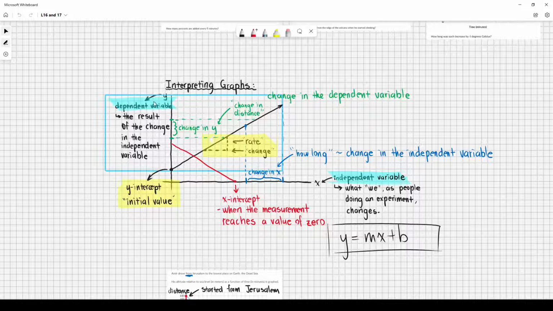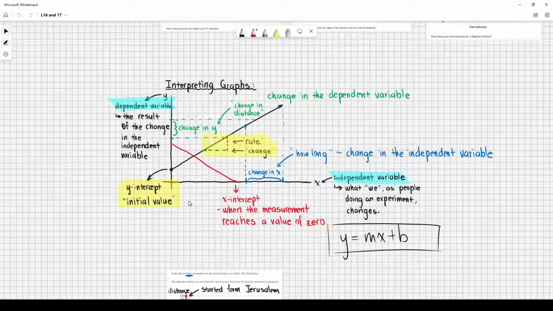So on the whiteboard here, the y-axis is usually representing the result of a change. The x-axis is what we change, so the change itself and then the result of the change. And then the slope is often denoted by a rate or a change in something. And then the y-intercept is an initial value.